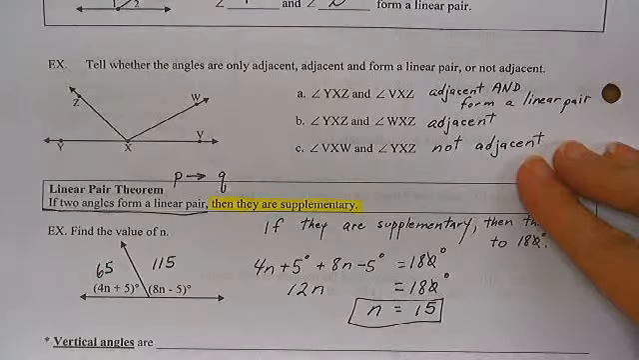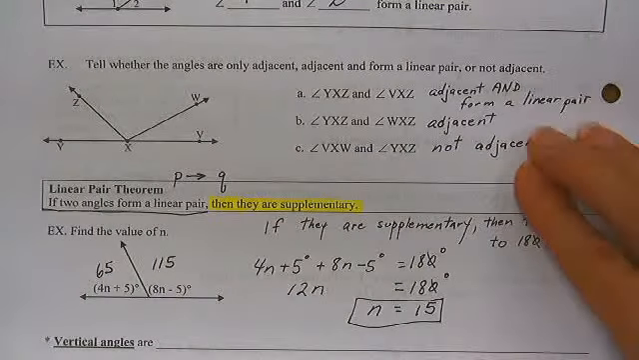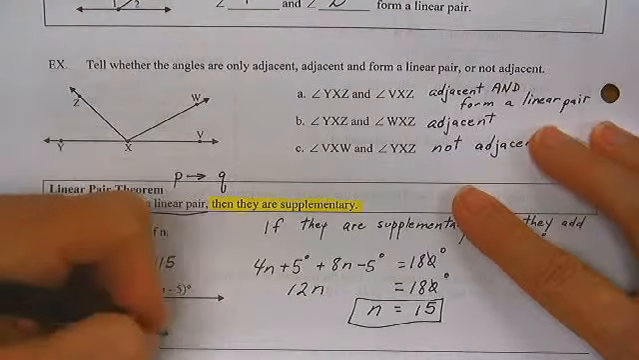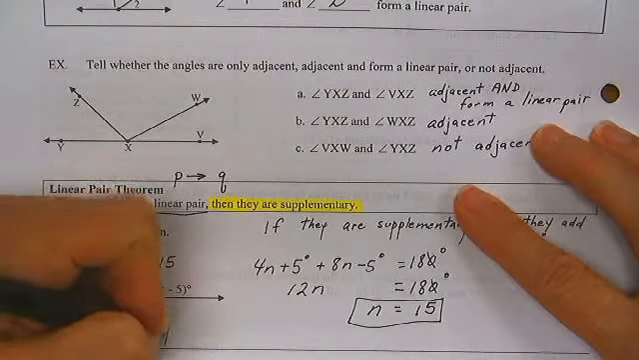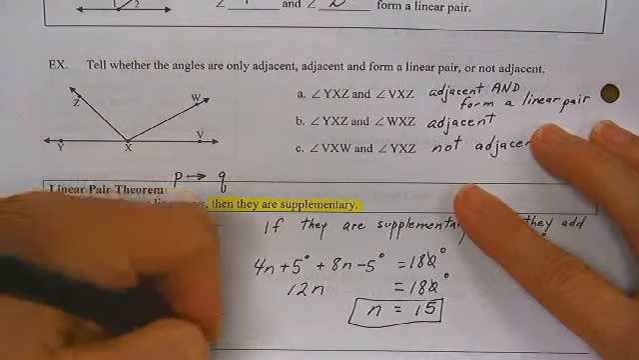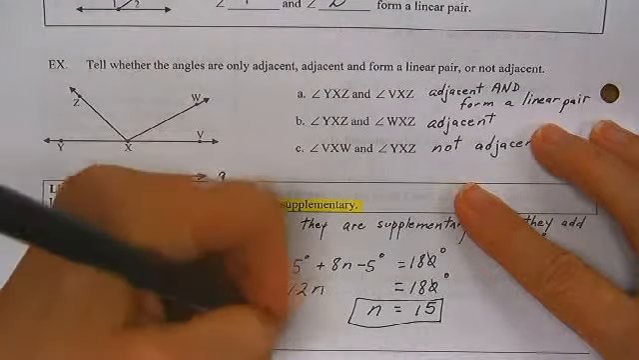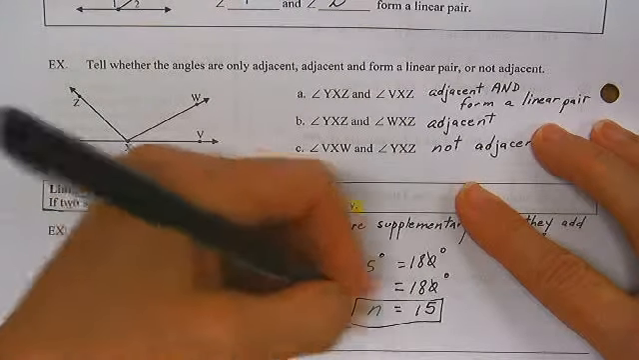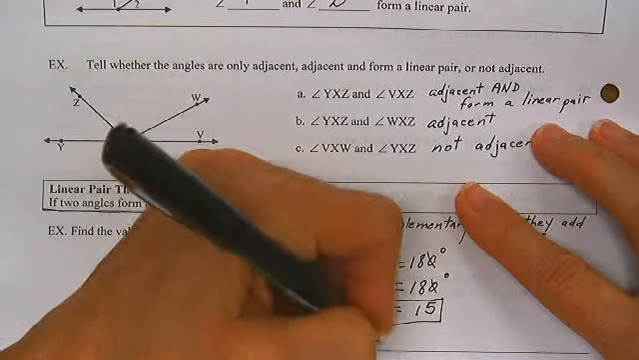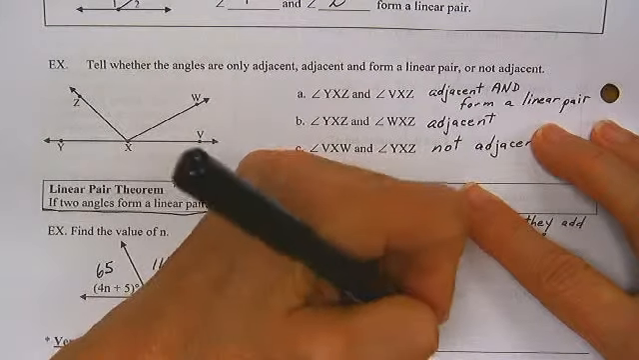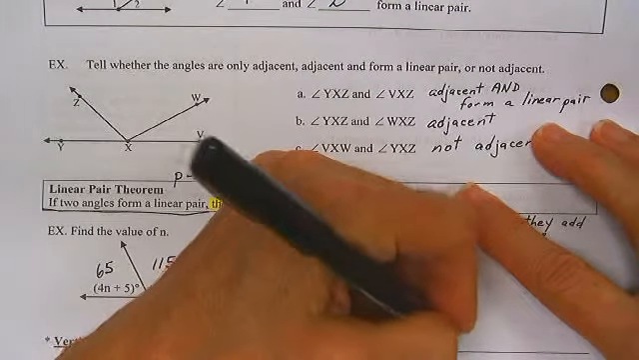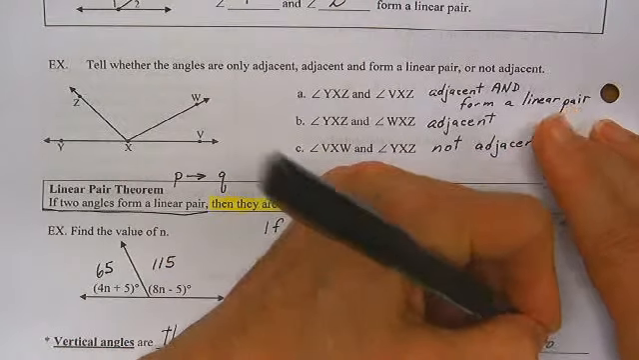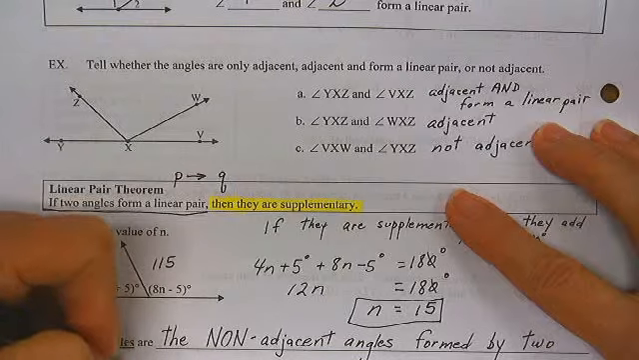Excellent. Now the next thing we have are vertical angles. Vertical angles are the non-adjacent angles formed by two intersecting lines.